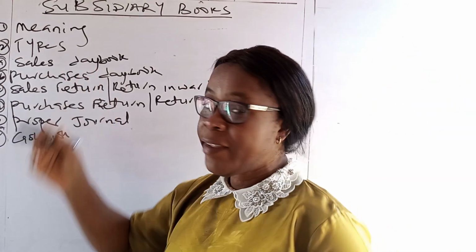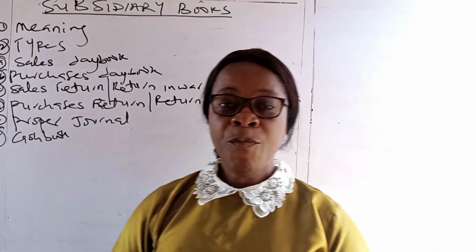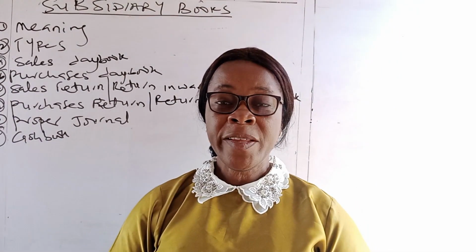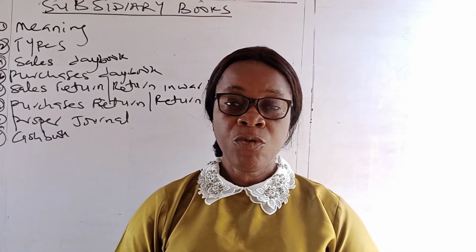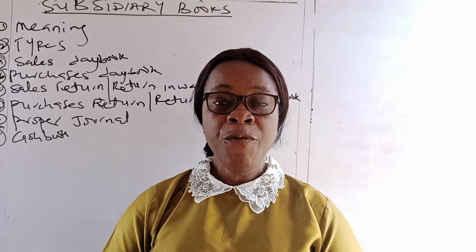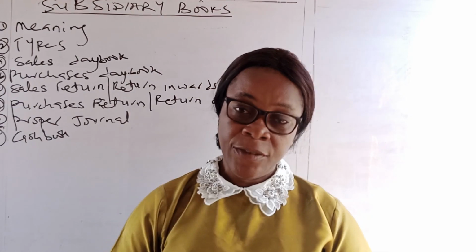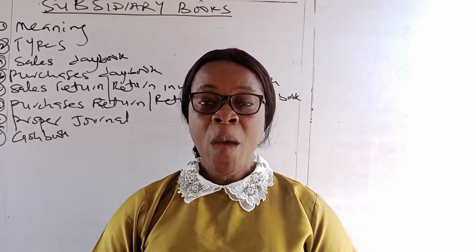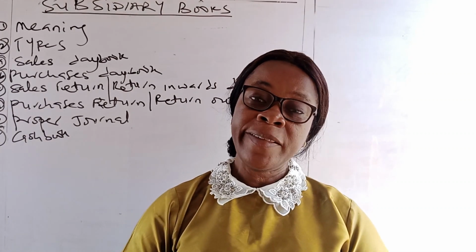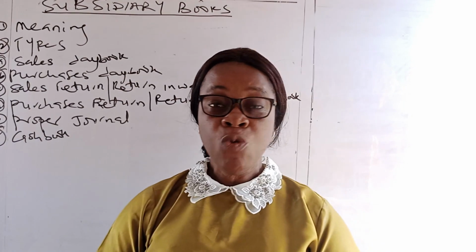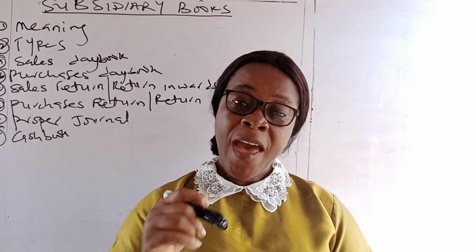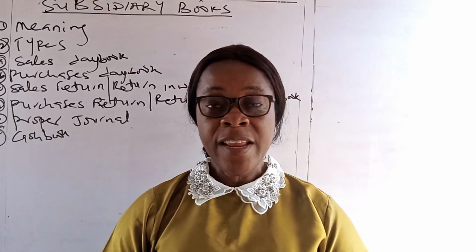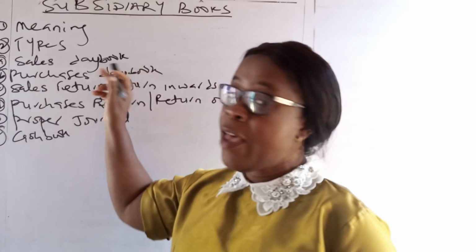Now let's go to sales day book. Sales day book is the book of original entry, or the subsidiary book of accounts, where transactions involving credit sales are recorded before posting into the ledger. So whenever an organization sells goods on credit to its customers, the first book of original entry such a transaction is posted into is the sales day book.